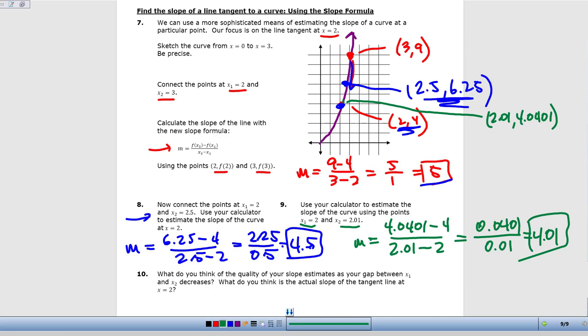I'm hoping at this point we can see where this is headed. If I asked you to pin down exactly what the slope of the tangent line is, based on the trend that we see, we went from 5 when the points were 1 unit apart, to 4.5 when the points were half a unit apart, to 4.01 when the points were just 1/100th of a unit apart. I'm guessing we can come to the conclusion that the slope of the tangent line is actually 4.